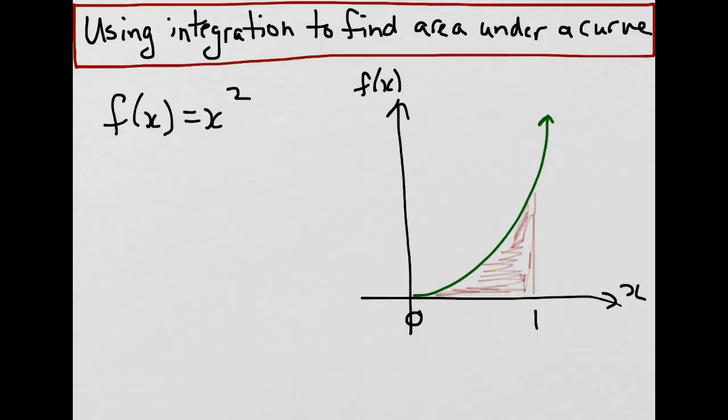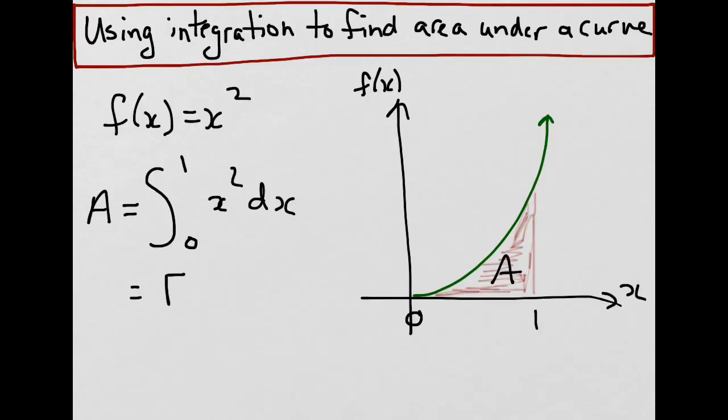Well, we can apply the fundamental theorem of calculus, which tells us that if we integrate our function x squared with respect to x from 0 to 1, this will equal the area under the curve. This tells us that we need to find the antiderivative of f of x at 1 and subtract from that the antiderivative of f of x at 0.